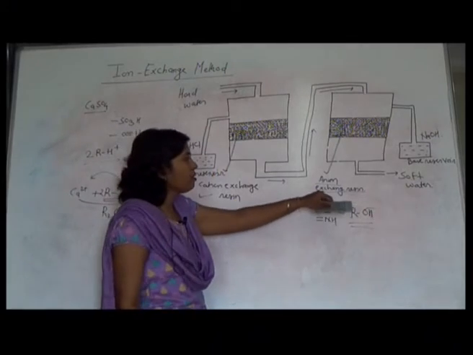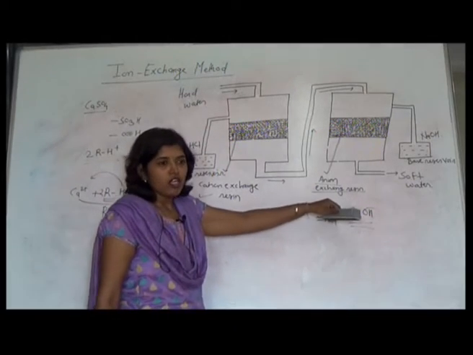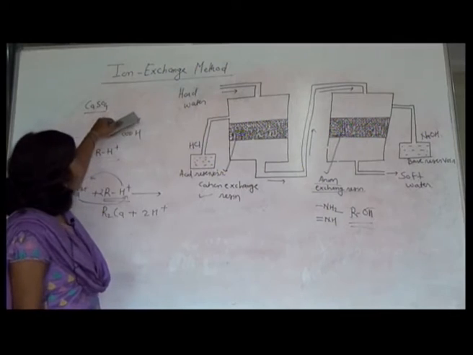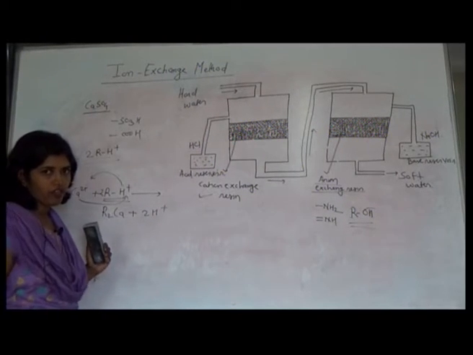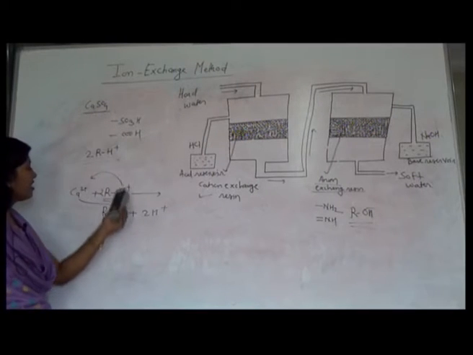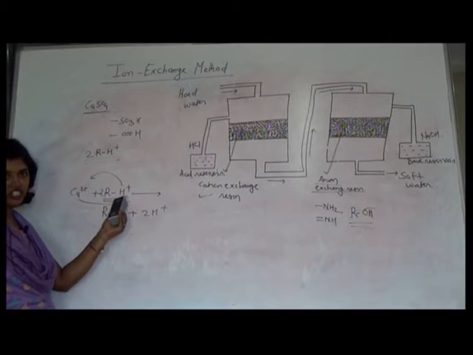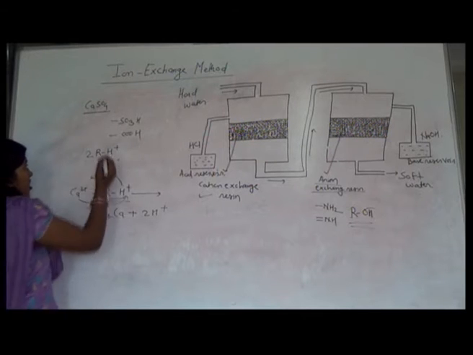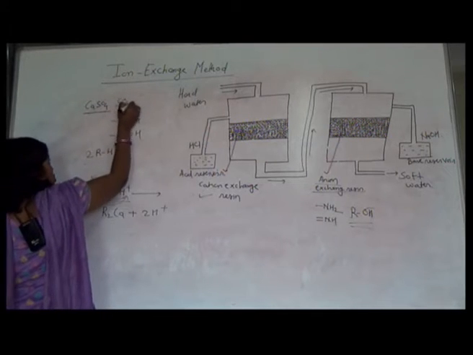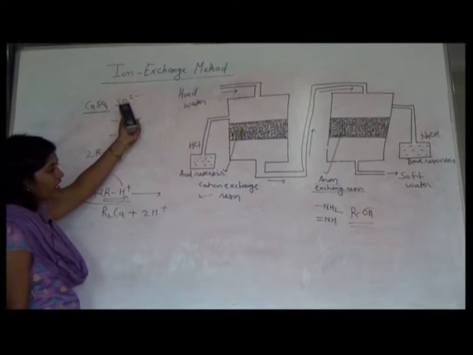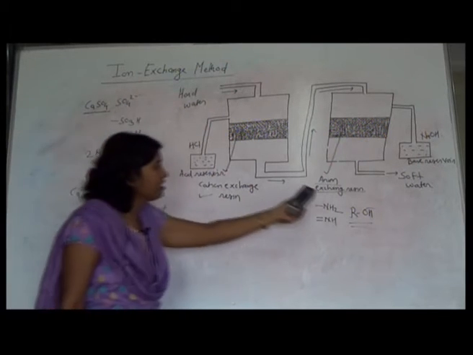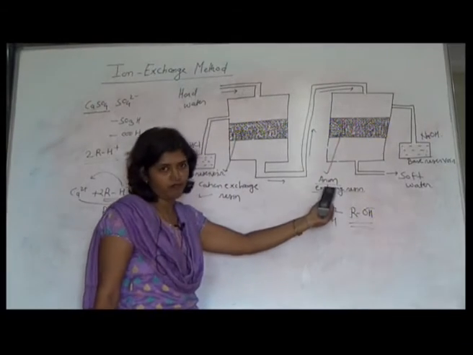Now let's see about the anion exchange resin. What about the salt present in the water? We considered calcium sulfate here. Calcium is removed by using the cation exchange resin. So which ion remains here? The SO4 2- ion. That SO4 2- ion is removed by these anion exchange resins.